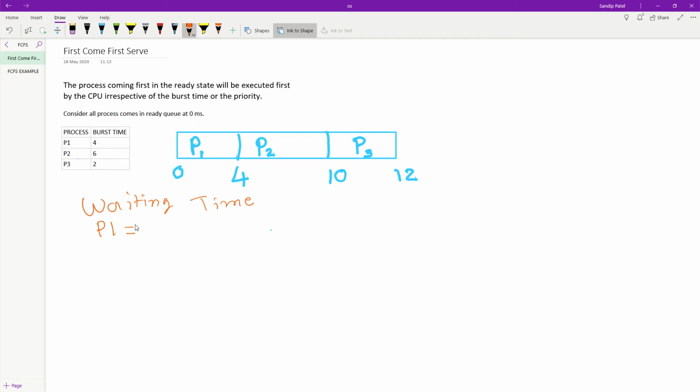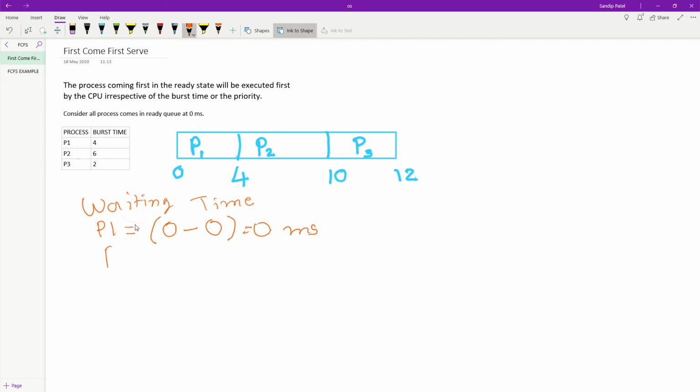At 0 millisecond process P1 enters into the CPU, and it arrives at 0 millisecond into the ready queue. So how much time it has to wait in the ready queue will be calculated as the waiting time. So the waiting time formula is the first response time of that process minus the arrival time. So that is equal to 0 millisecond.